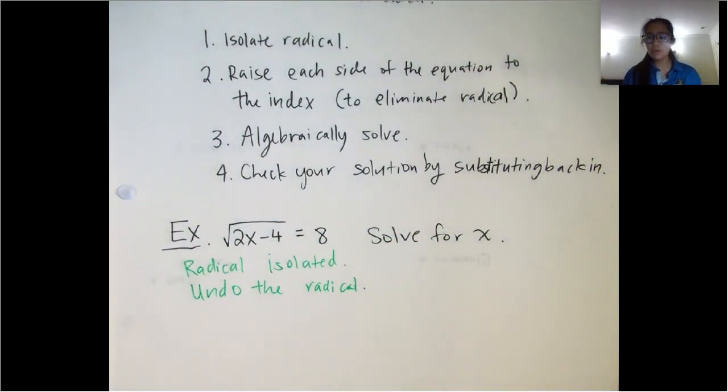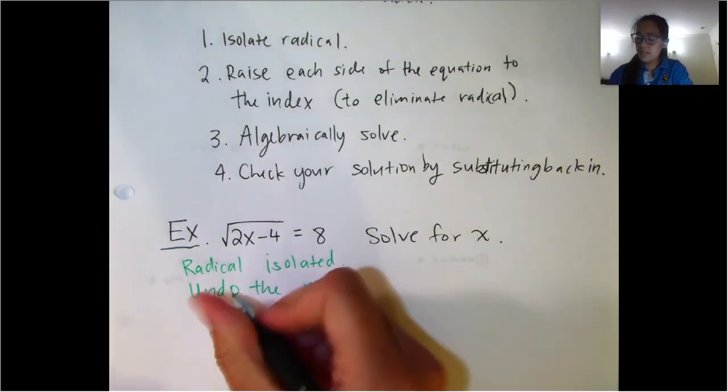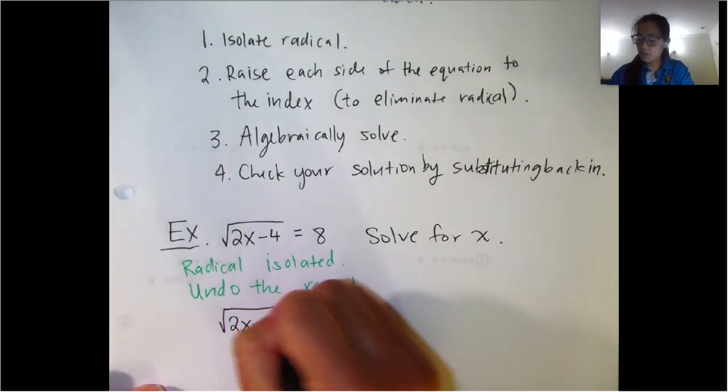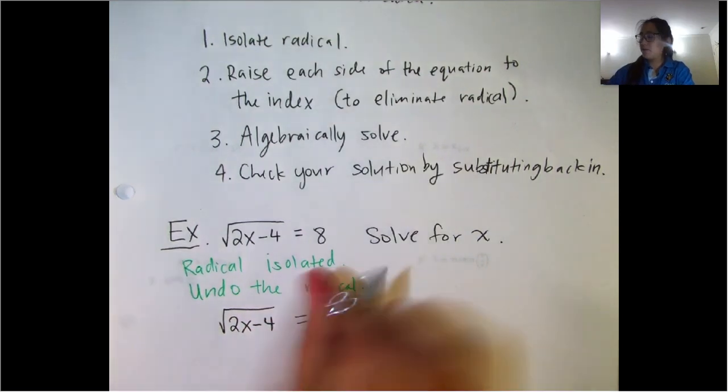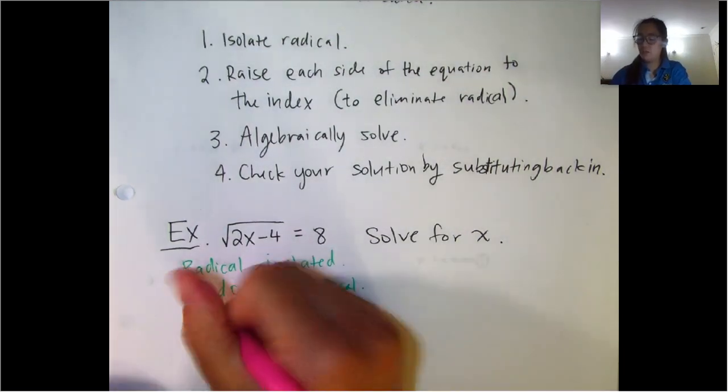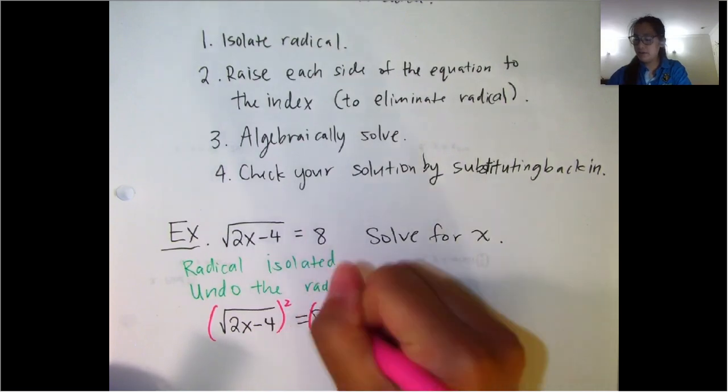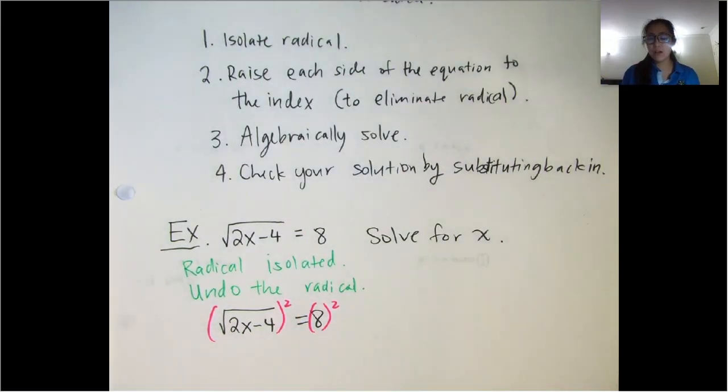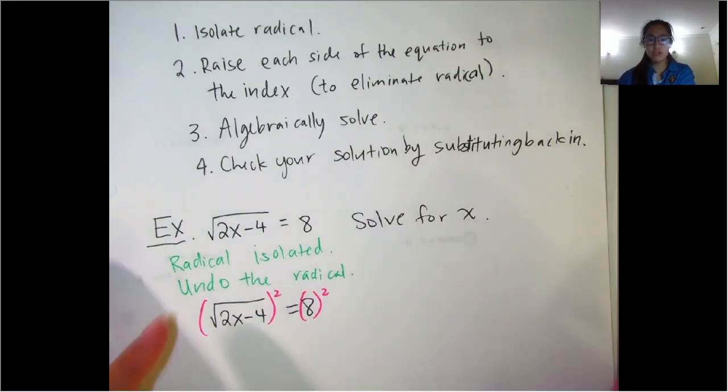How do you undo a square root? Well, you square both sides. So we take the square root of 2x minus 4, and we square it, and we square this side too. The issue is that when you square both sides, you might end up with extraneous solutions, because you're multiplying by more stuff and more x's. That's why at the end, you have to check your solution.